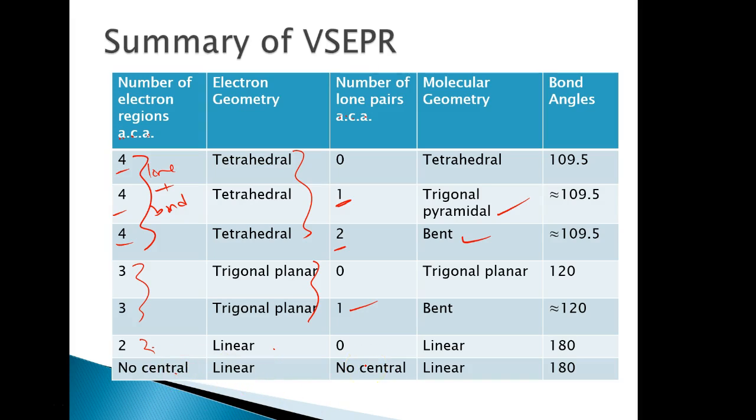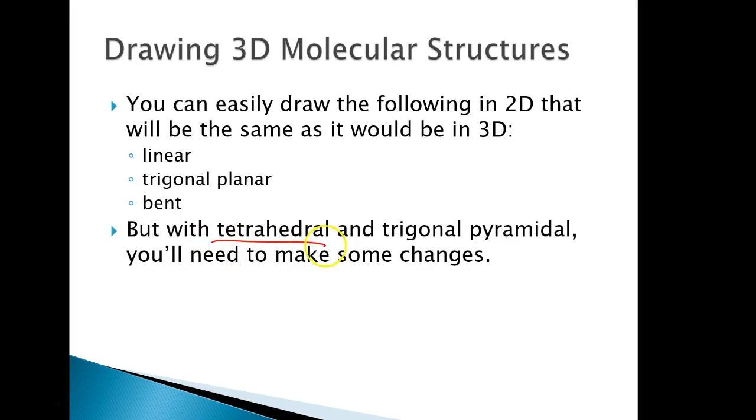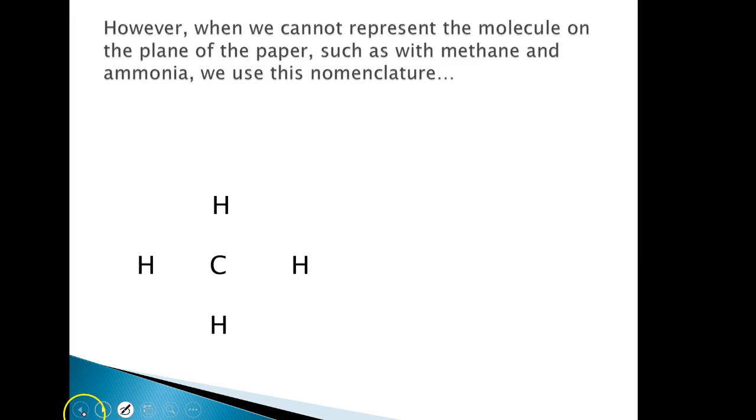So this is something you guys are going to kind of need to know. I'm not going to give it to you on a cheat sheet or anything like that. I'm going to show you how to draw 3D molecular structures because I guess it's kind of important when we start doing this to visualize it, but I won't expect you to do it on a quiz or a test. So if it's linear, if it's trigonal planar, or if it's bent, you can draw it in 2 dimensions and it's exactly the same in 3 dimensions. Where you run into problems is anything with tetrahedral and trigonal pyramidal. And so you'll need to make some changes.